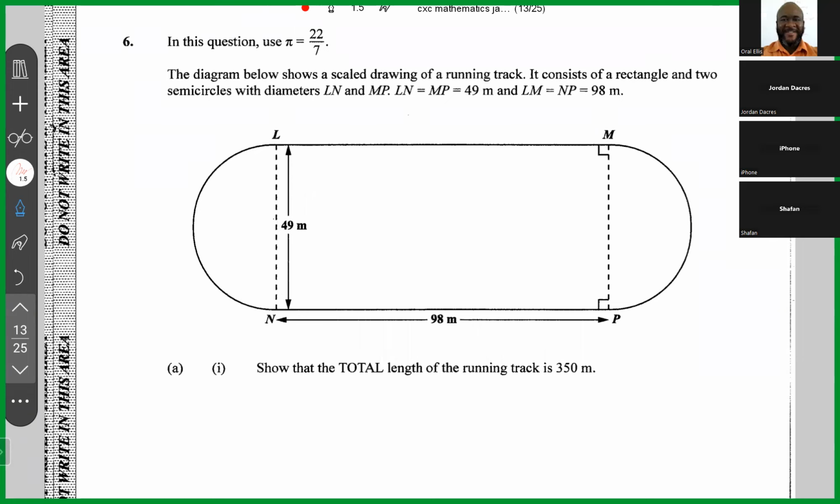All right, so this running track has a total of four edges. There's the length here and the length here. That's the two straight edges, and it has two curved edges. Now the two curved edges are two halves of the same circle. So the two curved edges together form the circumference of a circle with a diameter of 49.